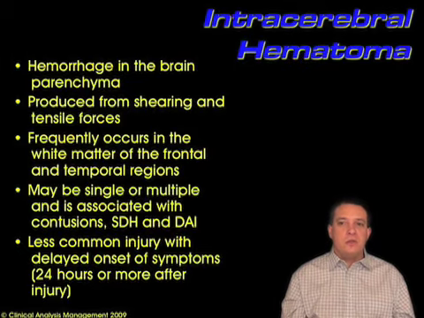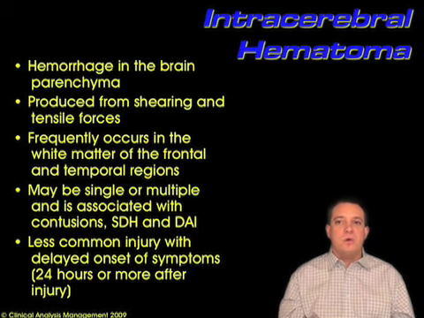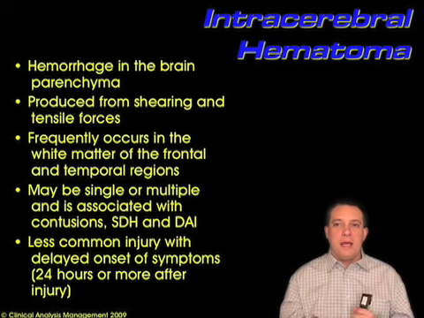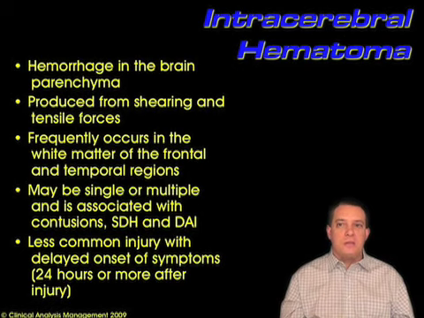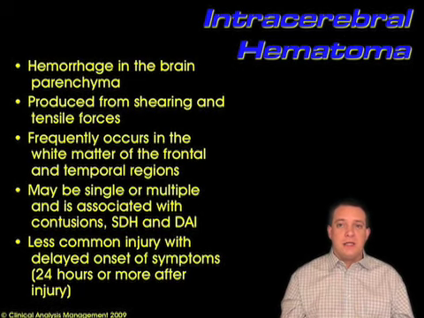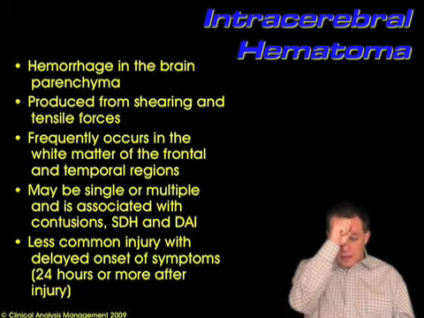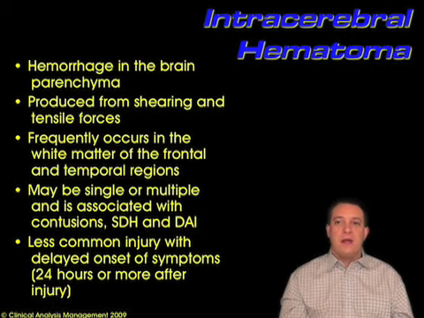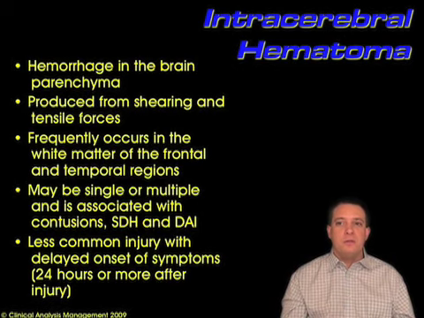Okay, when we talk about intracerebral hematomas, that's when we actually have bleeding in the brain itself. This is usually because of shearing type force. A lot of times it'll happen in the white matter, but it can happen pretty much anywhere in the brain. Some of the more common places are the front of the brain and the temporal region. That makes sense, because that's where most people take shots to the head. They either take it in the front of the head or in the side of the head. We can have a single intracerebral hematoma, or multiple. And when we have just a ton of very small intracerebral hematomas, we call that diffuse axonal injury.